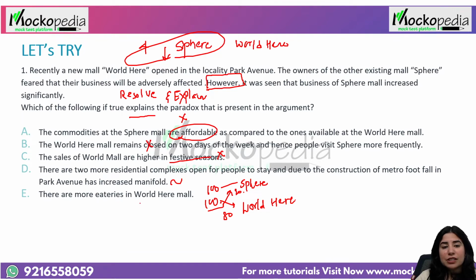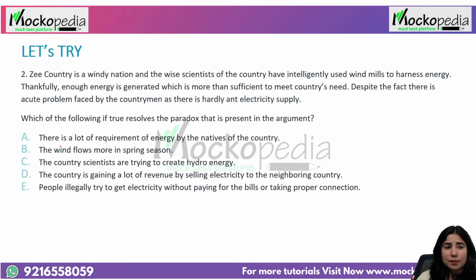There are more eateries in the World Here mall. So this is not helping us understand why the business of Sphere Mall has increased. So in this case, we are going to pick D as the answer. I'm sure we are sorted. Let's move to the next question.